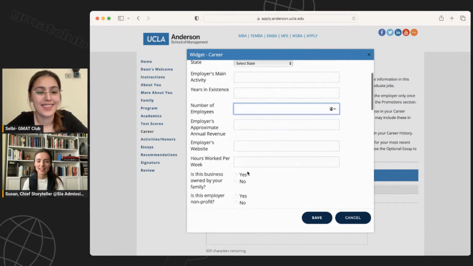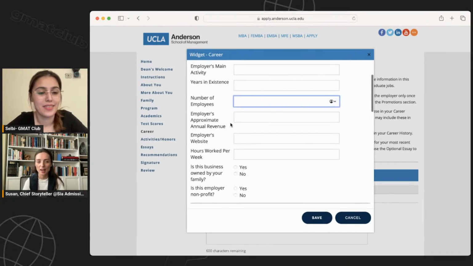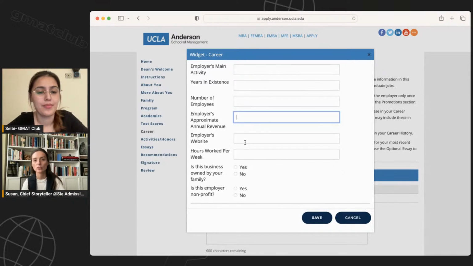And then you are going to include approximate revenue. They are looking to see how large the organization is and how marketable you're going to be in the job market after they confer a degree.